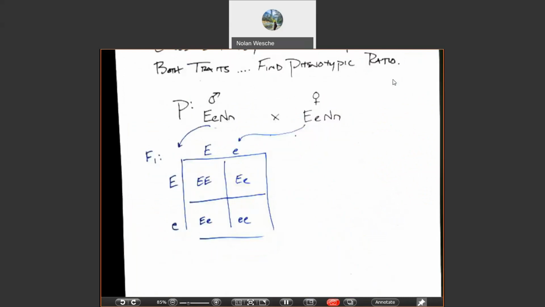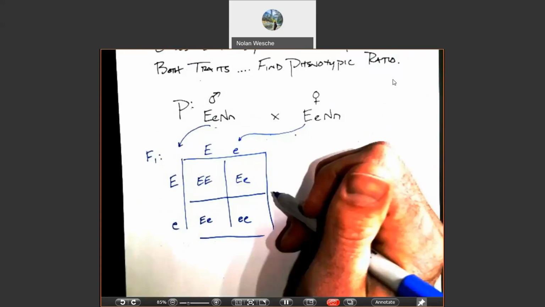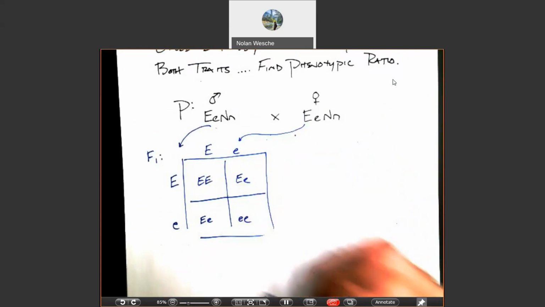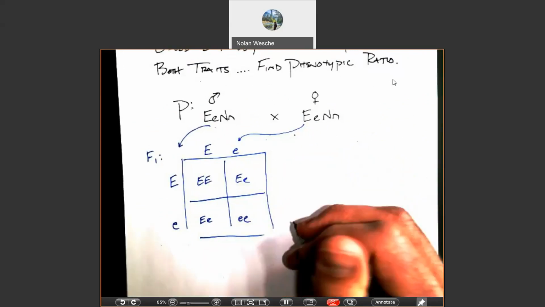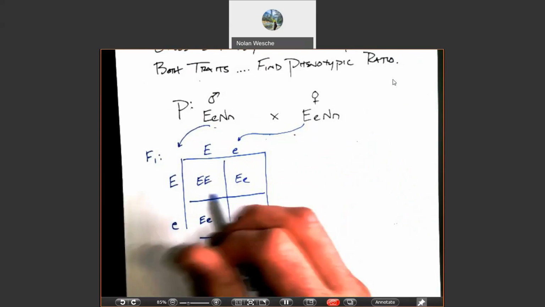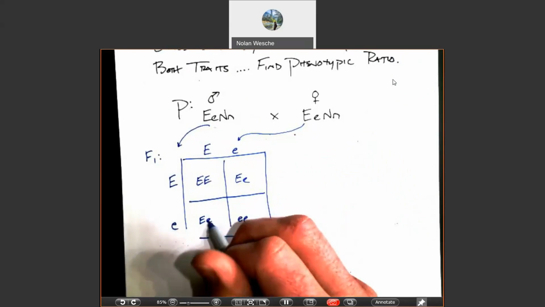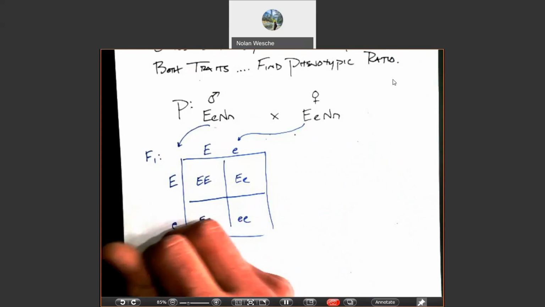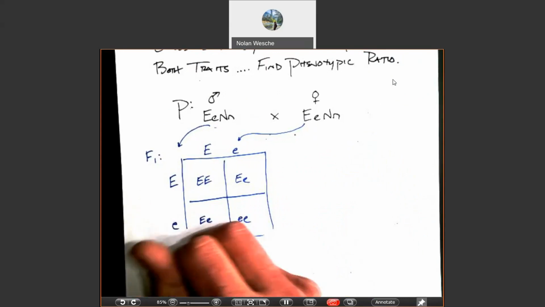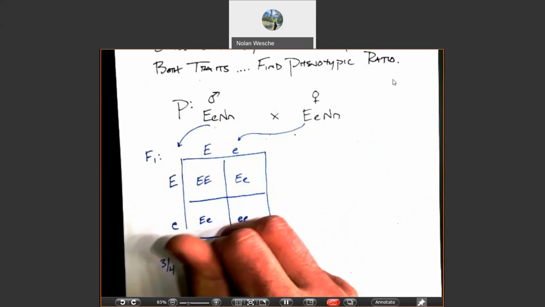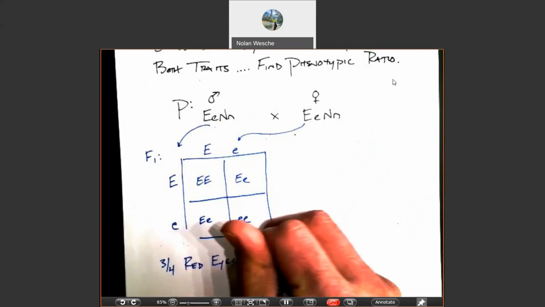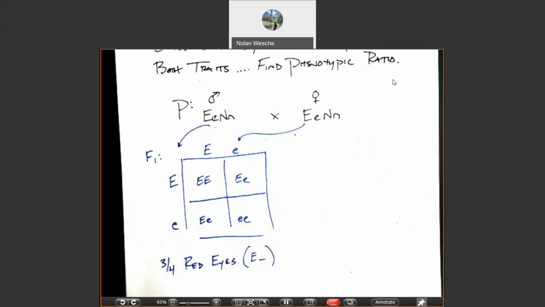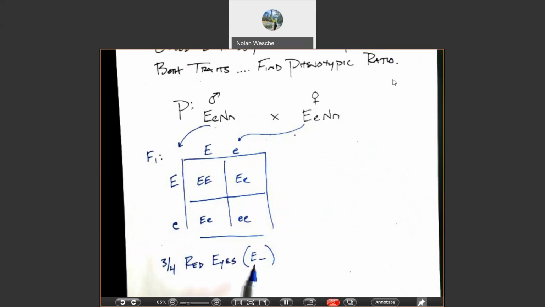Again, we're looking for a phenotypic ratio, so we don't necessarily need to list out all the genotypes and the fractions. So we're going to see that 1, 2, and 3 have red eyes, because the red eye allele dominates over the white eye allele. So 3 out of 4 have red eyes, meaning 3 out of 4 have at least one dominant version of the allele. It doesn't matter with the other ones.